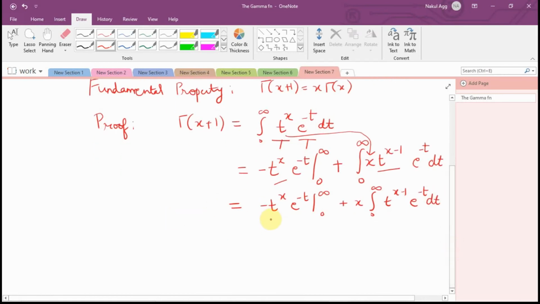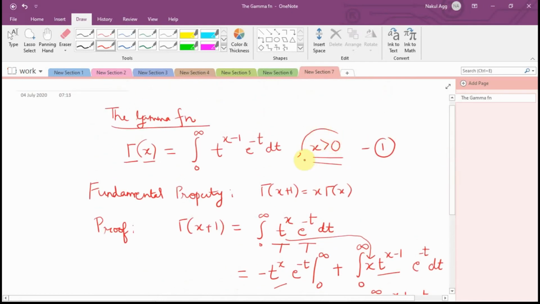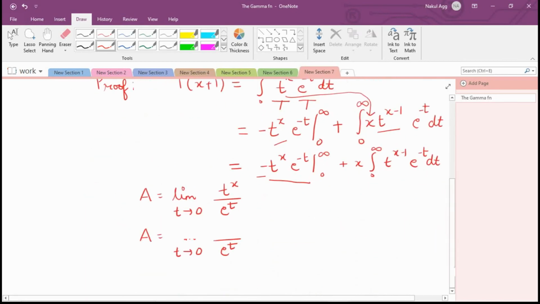Now we have to evaluate the first term at the two endpoints. So we will do that now. Let a be equal to the limit as t goes to 0. I am not going to write the minus sign; whatever the limit evaluates to, we will write the negative sign at the end. So limit t goes to 0 of t raised to power x over e raised to power t. Remember, in the definition itself, it is mentioned that x is greater than 0. If that is the scenario, we find that e raised to power t, the denominator, goes to 1 when t goes to 0 and the numerator goes to 0. So the limit evaluates to 0.